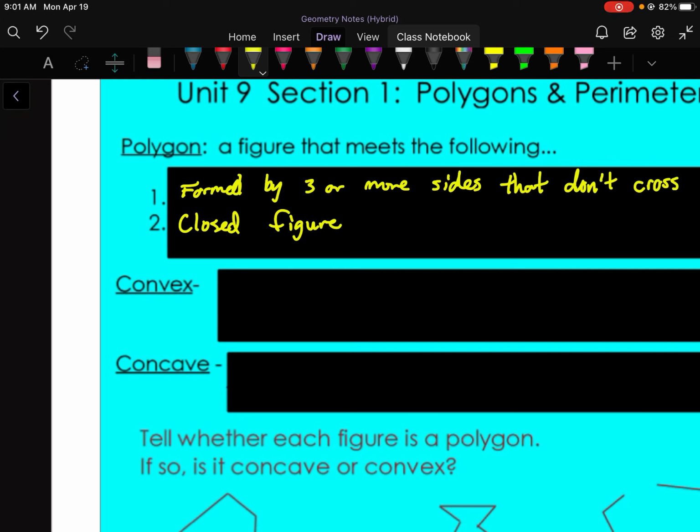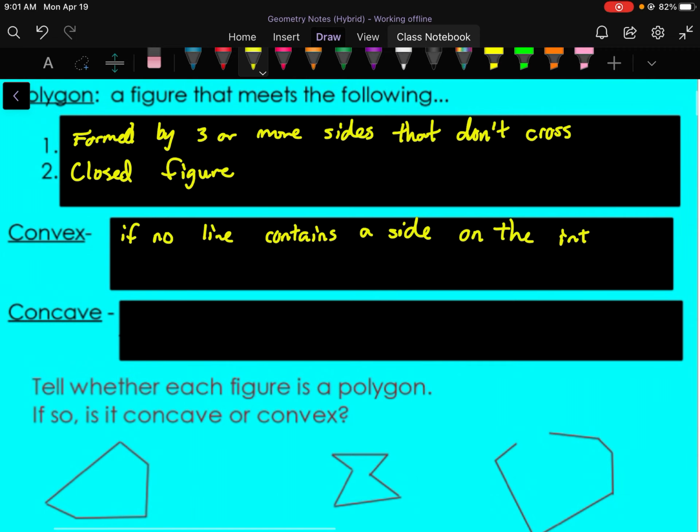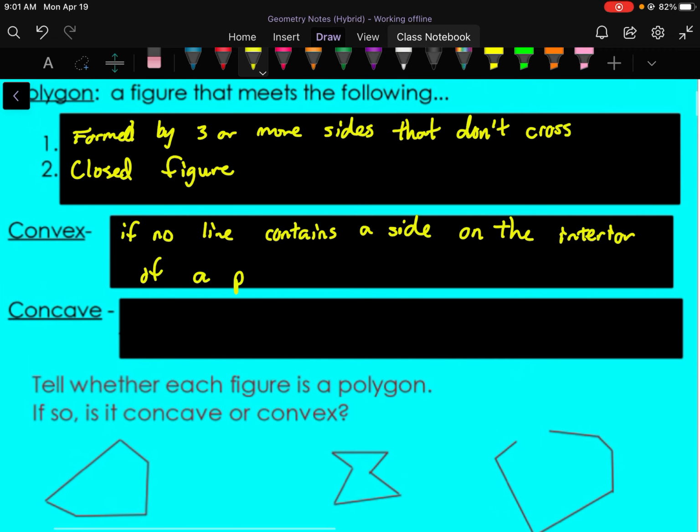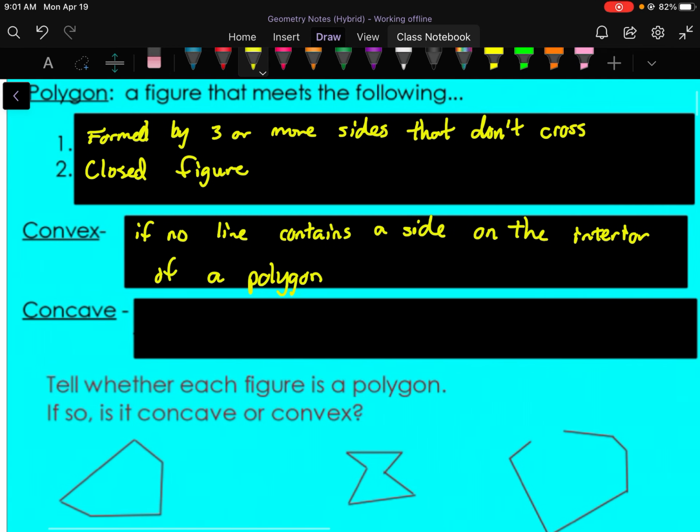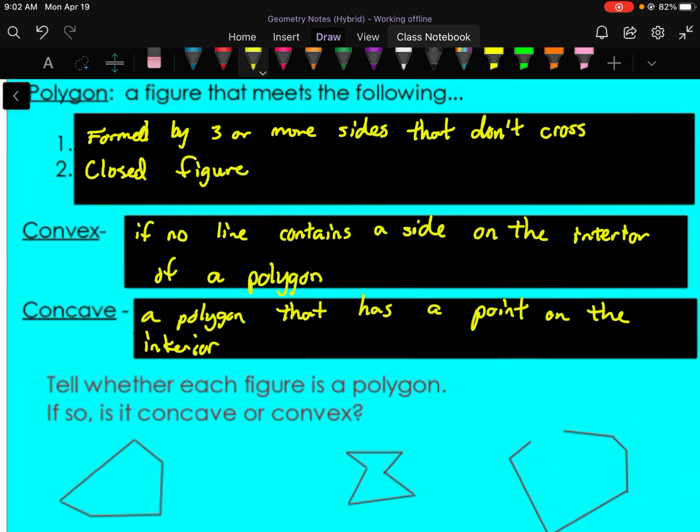We have convex, which is if no line contains a side on the interior of a polygon. Okay, then it would be convex. Concave would be a polygon that has a point on the interior.